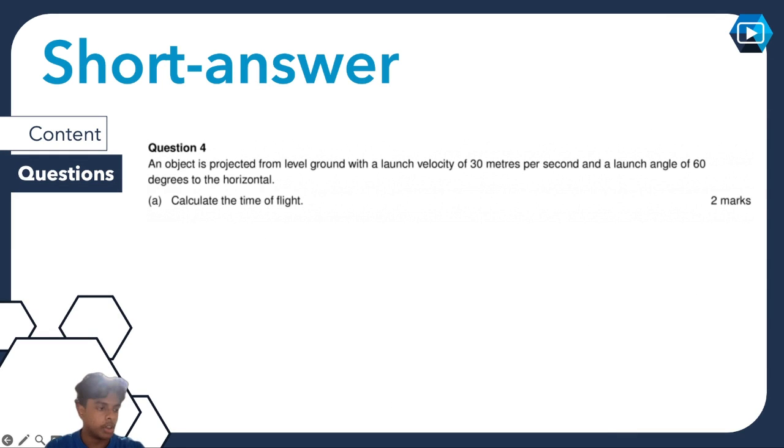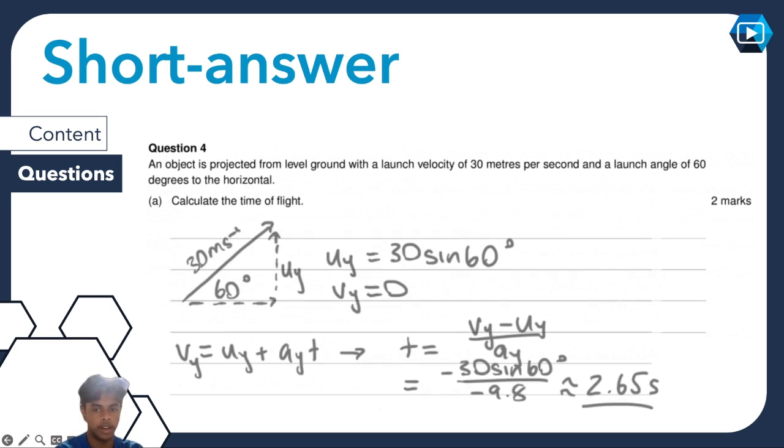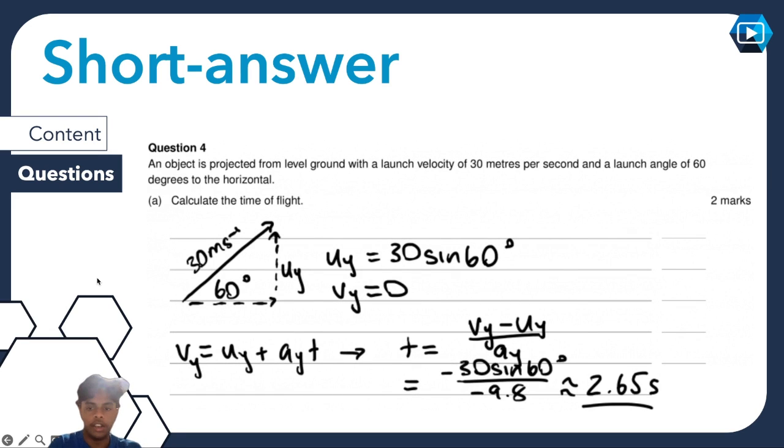Our next short answer question states, an object is projected from level ground with a launch velocity of 30 meters per second and a launch angle of 60 degrees to the horizontal, and it asks us to calculate the time of flight. All right, so collating our data over here. It's launched at 30 meters per second, so that big arrow will be 30 meters per second, and its launch angle will be 60 degrees, and we'll have a vertical and horizontal velocity. So uy is going to equal 30 sine 60, vy is going to equal 0 initially.